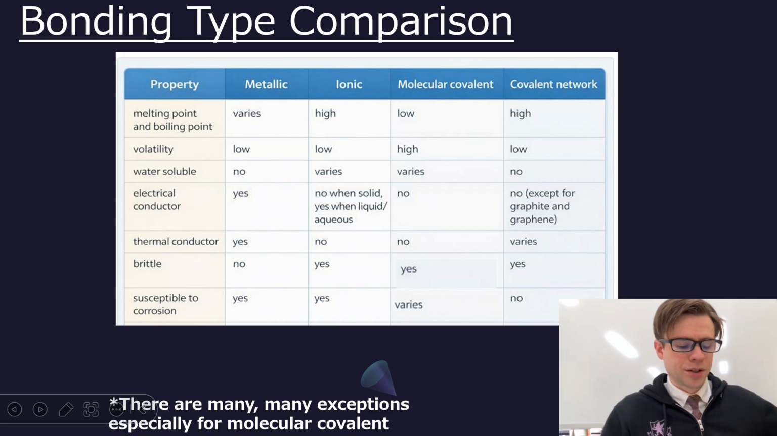Then we move on to ionic bonding. What properties does this have? Melting and boiling points, high. This is a strong lattice of anions and cations that are strongly attracted to each other. You have to put in a lot of energy to break them apart. That's high melting and boiling point. Volatility is fairly low. They don't become a gas very easily for the same reasons.